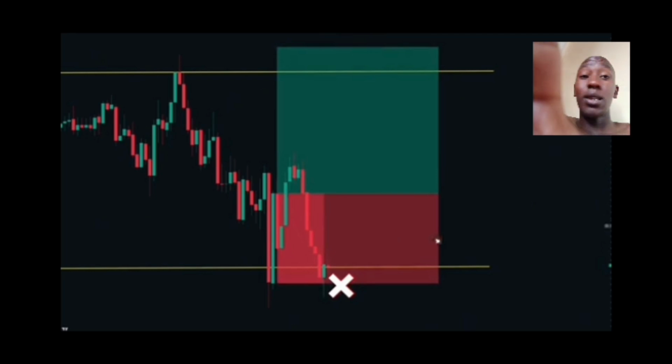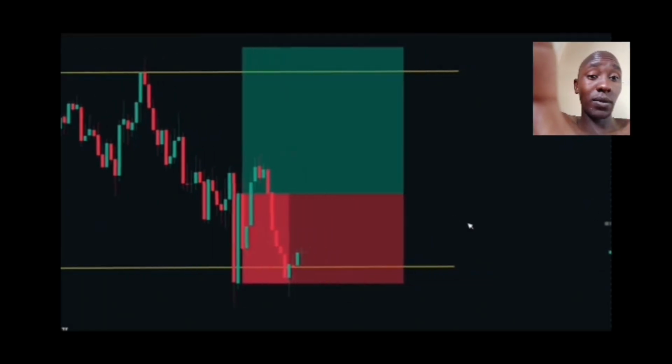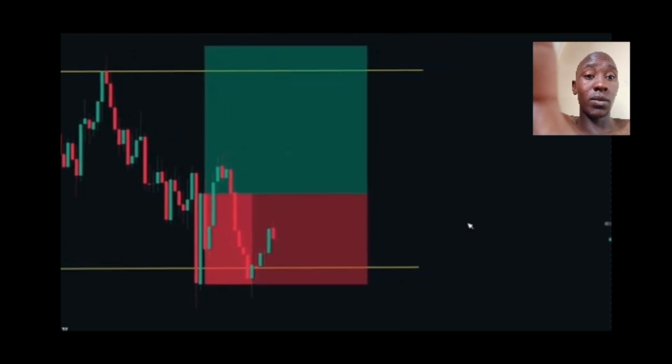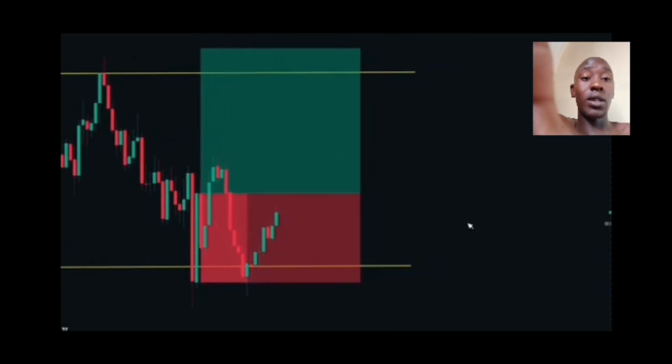Important. Not every trade wins, but because we're risking 1 to make 2, we can afford to lose and still be moving.